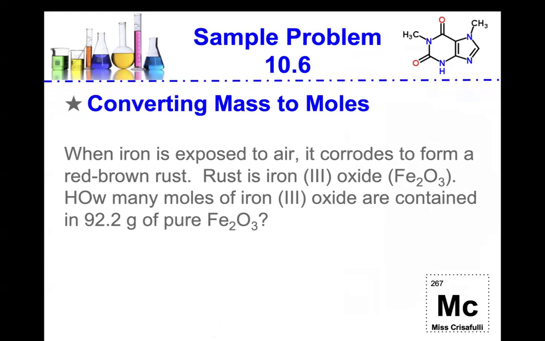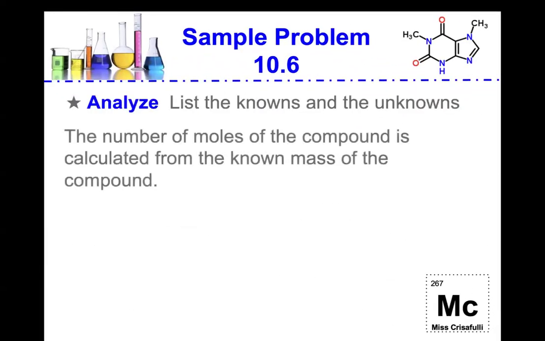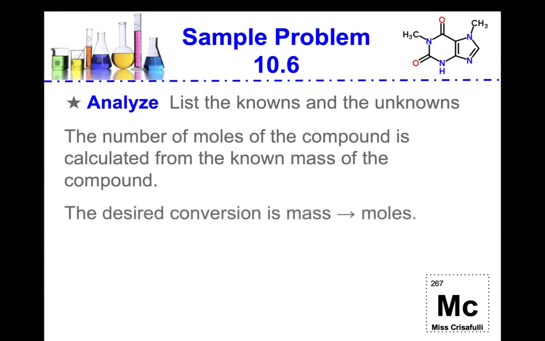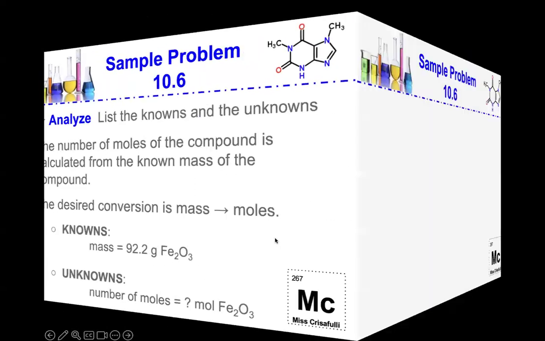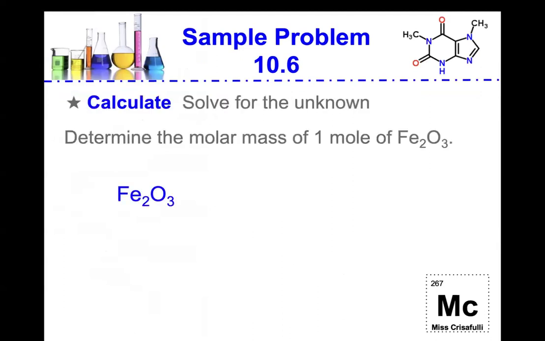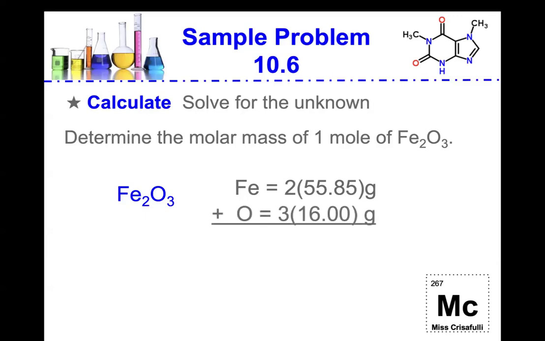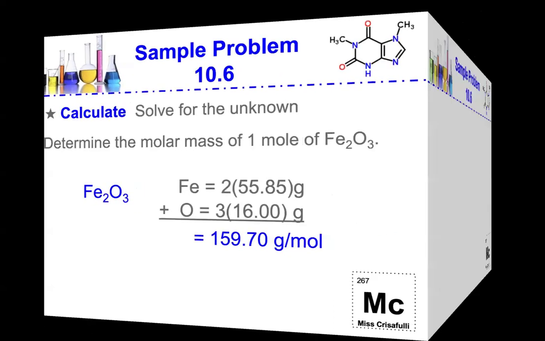So we'll do the same thing. Let's identify the knowns. The number of moles of the compound is calculated from the known mass of the compound, and again, the desired conversion is mass to moles. So the known is the mass they give us, 92.2 grams of iron oxide, and the unknown is the number of moles of iron oxide in that mass. So solving for the unknown, we first determine the molar mass of 1 mole of iron oxide. Again, we get these mass units from the periodic table. We take our iron, 2 times 55.85 grams, that's found in the periodic table, plus 3 oxygens at 16 each. So the molar mass of 1 mole of iron oxide is 159.7 grams per mole.